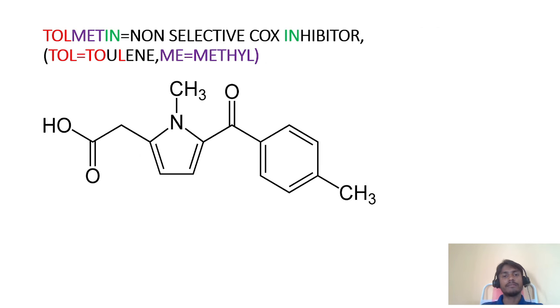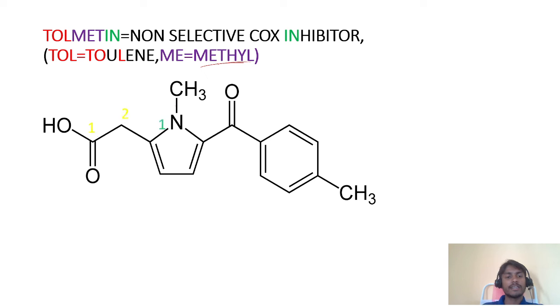Next one is tolmetin. It is a non-selective COX inhibitor. It contains a tolyl group, followed by a methyl group. So here only the methyl group it is. Hence we can call it tolmetin. When it comes to the IUPAC name, it contains a ketone and a carboxylic acid. So we need to give the first priority to the carboxylic acid only.